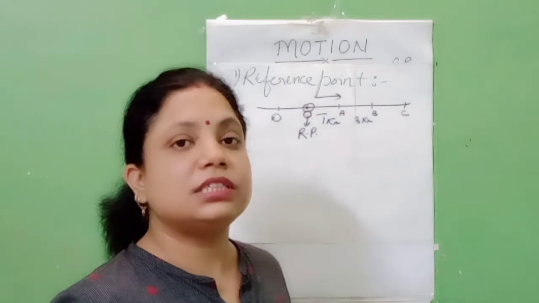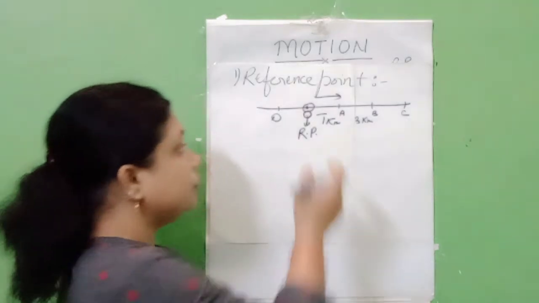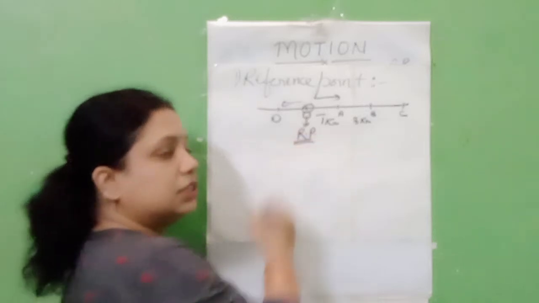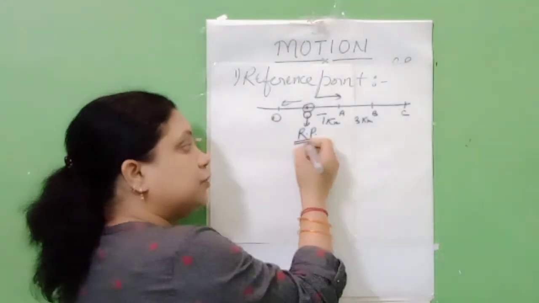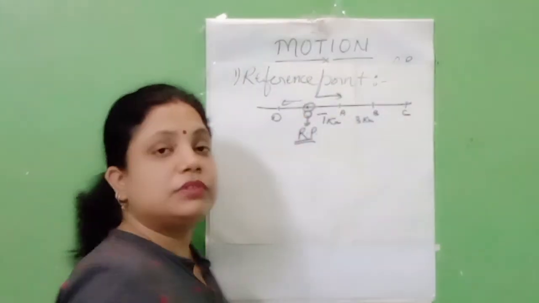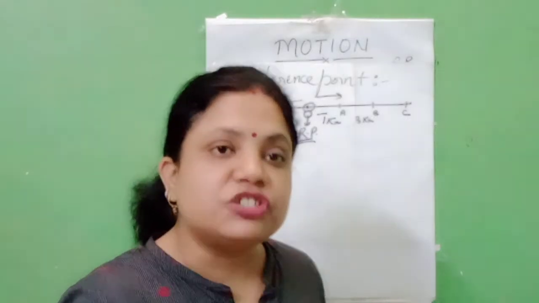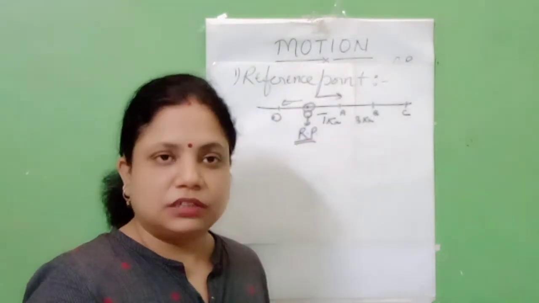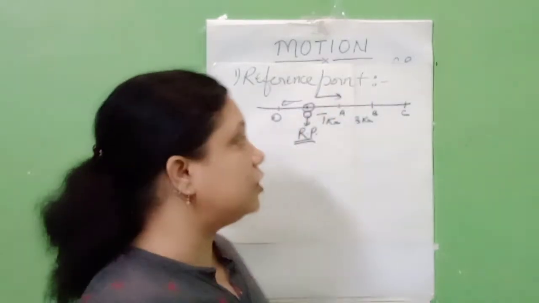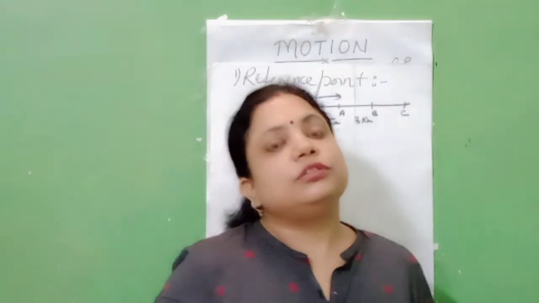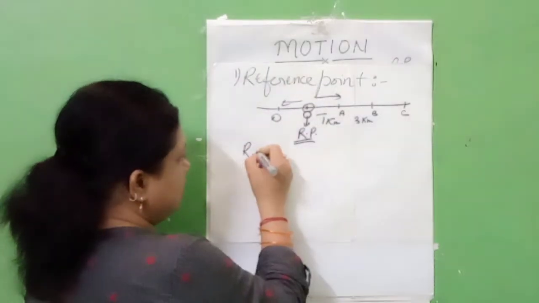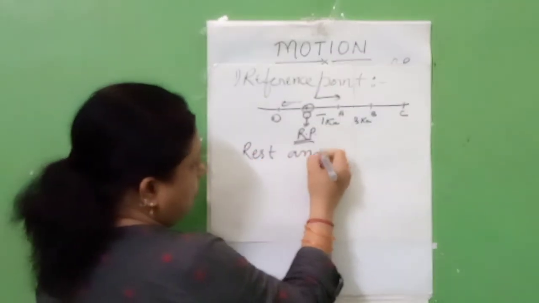If I ask where is the position of D, you will say, ma'am, left. From where? From the origin point, from the reference point. And the reference point will always be a fixed point. It is the stationary point from where we locate the object. Fine, students. So this is the reference point through which we can find the location and position of the object. Now the next term, students, is rest and motion.